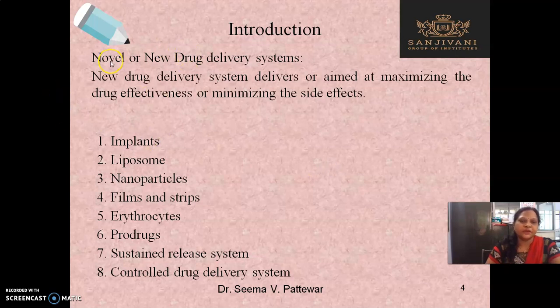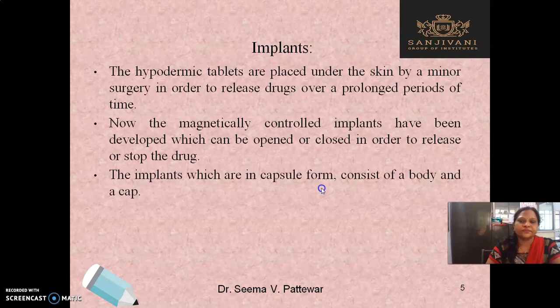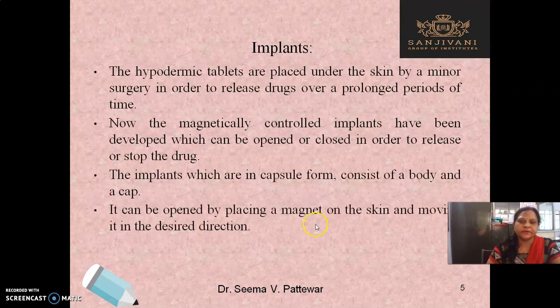So what are these novel drug delivery systems or new drug delivery systems? New drug delivery systems aim at maximizing the drug effectiveness and minimizing its side effects. Means due to the application of these new drug delivery systems, the drug effectiveness may get increased and there is a minimizing of the side effects of that particular drug. So these are some modern dosage forms. First we will see what are implants.